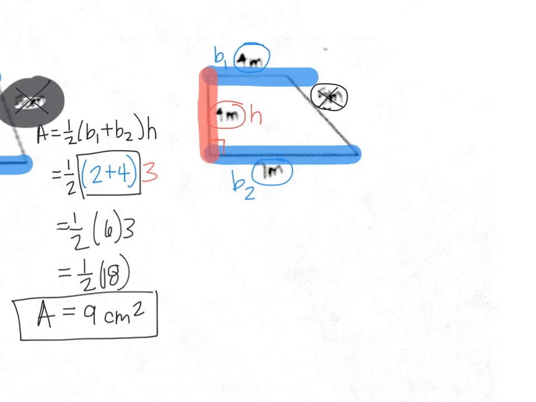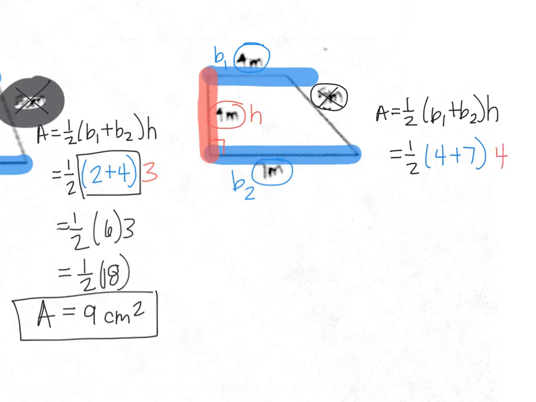So let's write our formula. Area equals 1/2 of base 1 plus base 2 times height. I'm going to substitute in. 1/2 is a constant. It's going to stay the same. Base 1 is 4 plus 7 times my height, which is 4. I'm going to address what is in parentheses first. So I'm going to take care of this one.